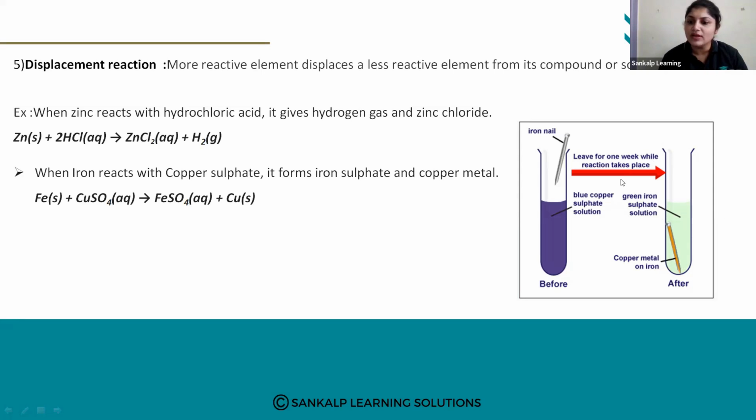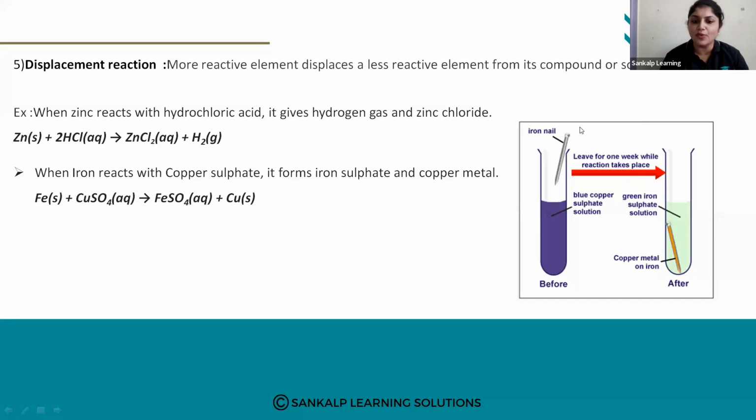So it is because of the solution. Iron means what? It is Fe, right? So your Fe meets the copper solution, what does it consist of? Cu. So the Cu ions get replaced by Fe. Thus the solution turns green, and the copper becomes dark brown. So this is the displacement reaction. Always the more reactive element will displace the less reactive element from its compound or solution.